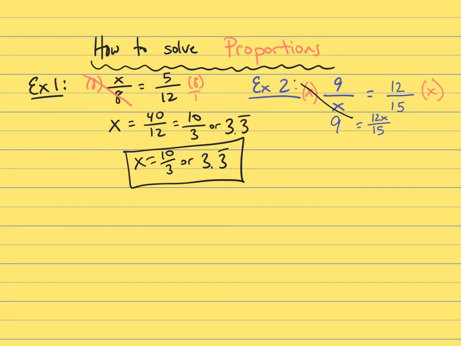So what I'm going to do now, to get rid of the denominator on the right side, it's the same as dividing by 15. So I'm going to multiply both sides by 15. On the right side, multiplying by 15 undoes the dividing by 15. So I'm just left with 12x on the right side. And on the left side, 15 times 9 is 135.